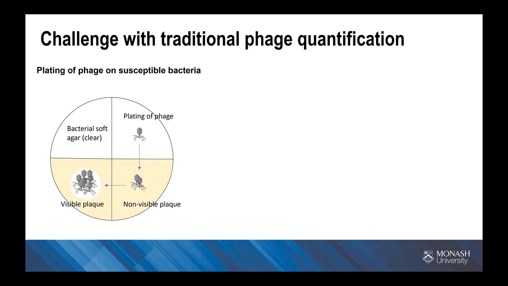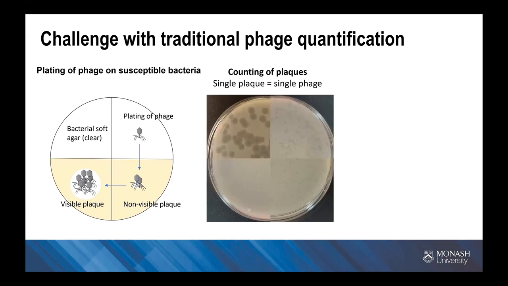So phages have been traditionally quantified by counting the plaque formation on a susceptible bacteria. It is based on the assumption that a single plaque is equivalent to a single phage. But there are a few drawbacks with this method. One being that the plaque needs to be visible to the naked eye, and phages which cannot form such a clear and visible plaque will be missed.